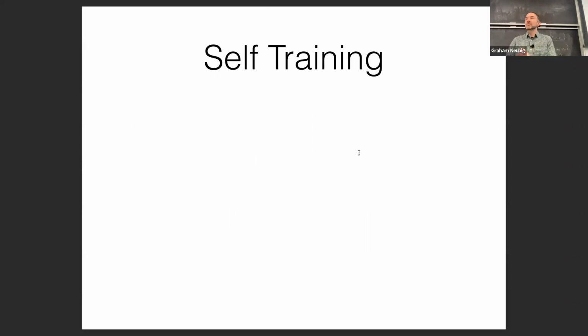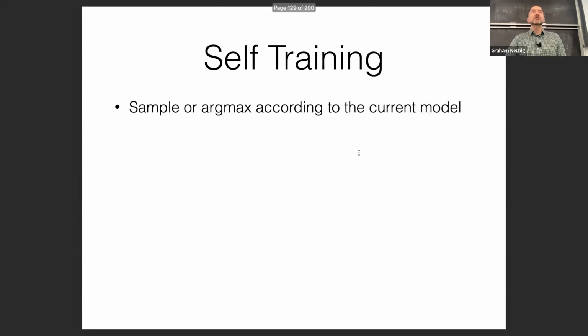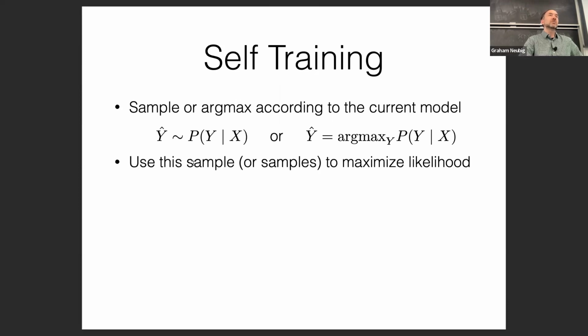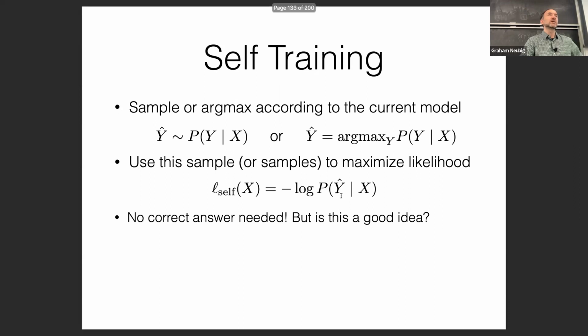Another method for training models is called self-training. The way it works is you either sample or take the argmax according to the current model. So we take the current model, we get the argmax from it, and then we use this sample and maximize the likelihood of the sample. So basically we're upweighting the probability of the sample here. One interesting thing is you'll note that no longer do we have the correct answer anywhere in this loss function. So we actually don't need the correct answer. We just need inputs in order to optimize this. But is this a good idea? Does it seem like a good idea to be training your model based on the output of the model itself?